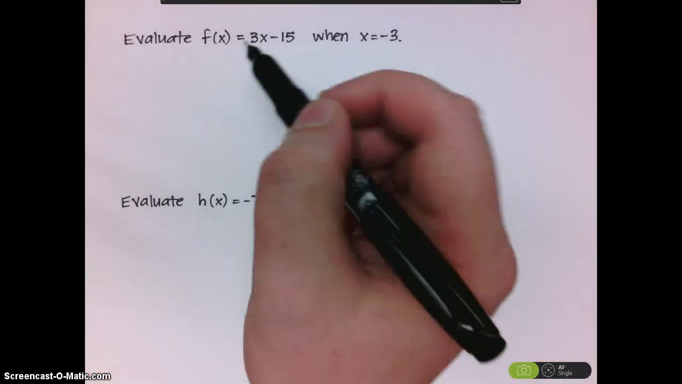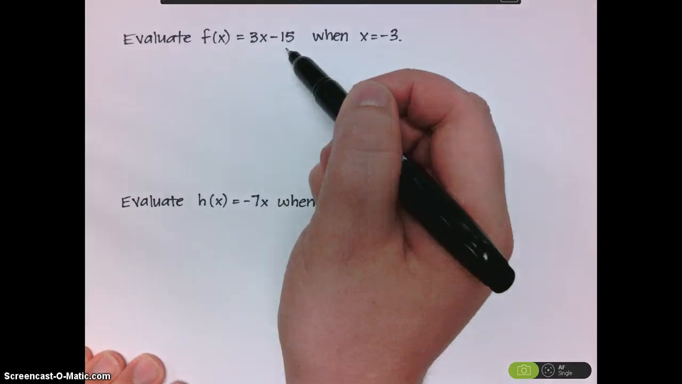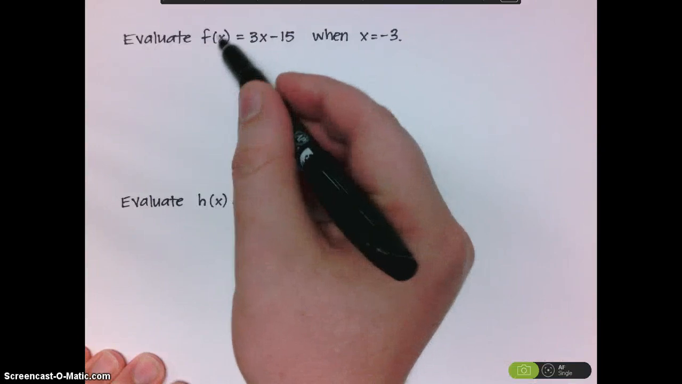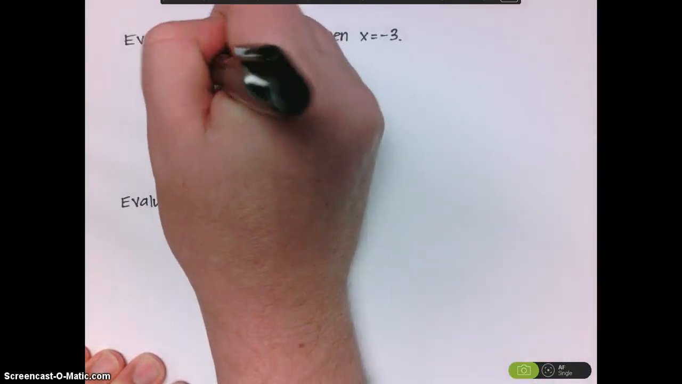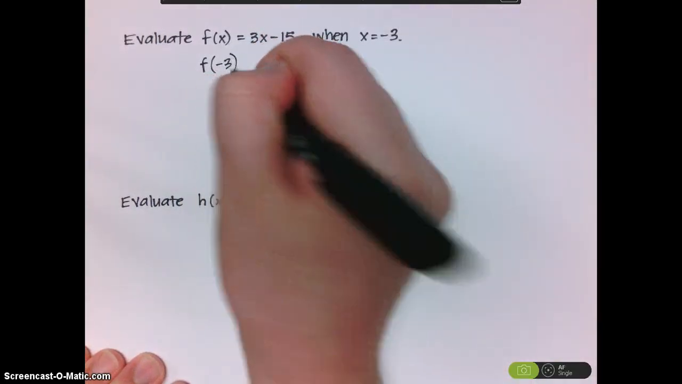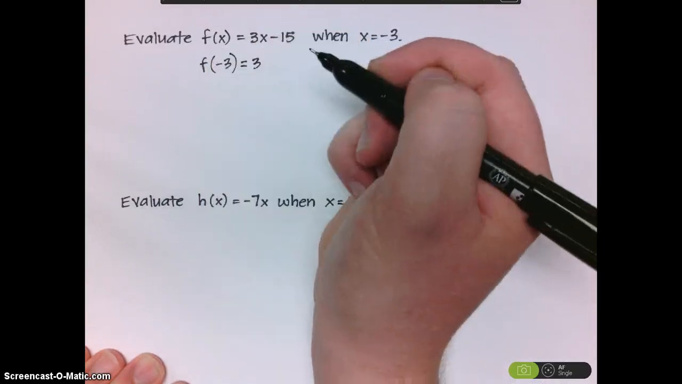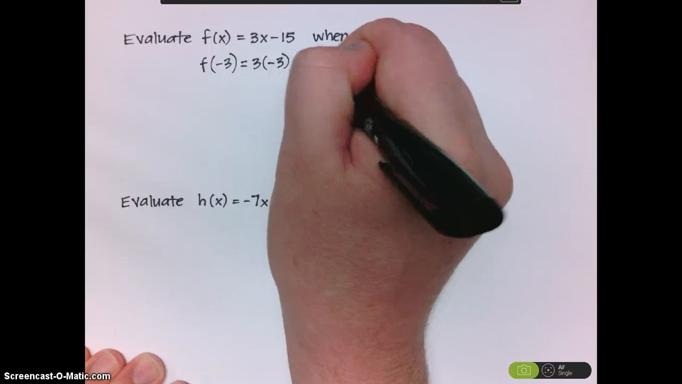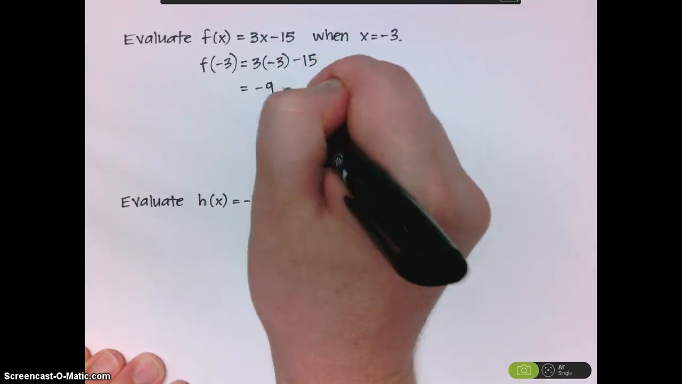Our first one is telling us to evaluate f of x equal to 3x minus 15 when x is equal to negative 3. So we're evaluating this function when we plug in negative 3. So I'm going to write this as having my function f when I'm plugging in the value of negative 3 every time I see an x. So I'm going to rewrite it as 3 times negative 3 minus 15. I know that 3 times negative 3 is negative 9 minus 15.